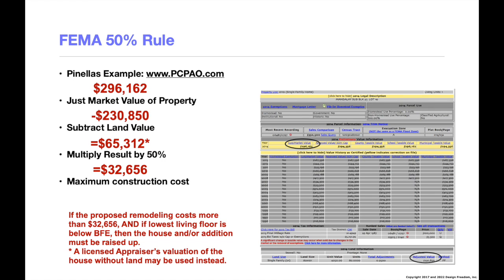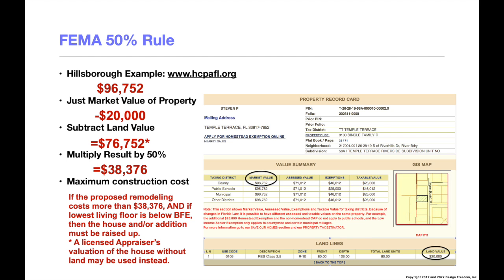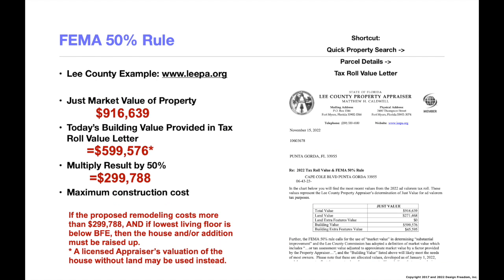On most waterfront properties, the land value is very high on these county property appraiser websites. So in this case, you have the option of hiring a licensed private appraiser who can give you the FEMA cost replacement analysis, which you would then multiply by 50%, period. This is not the same as a bank appraisal.